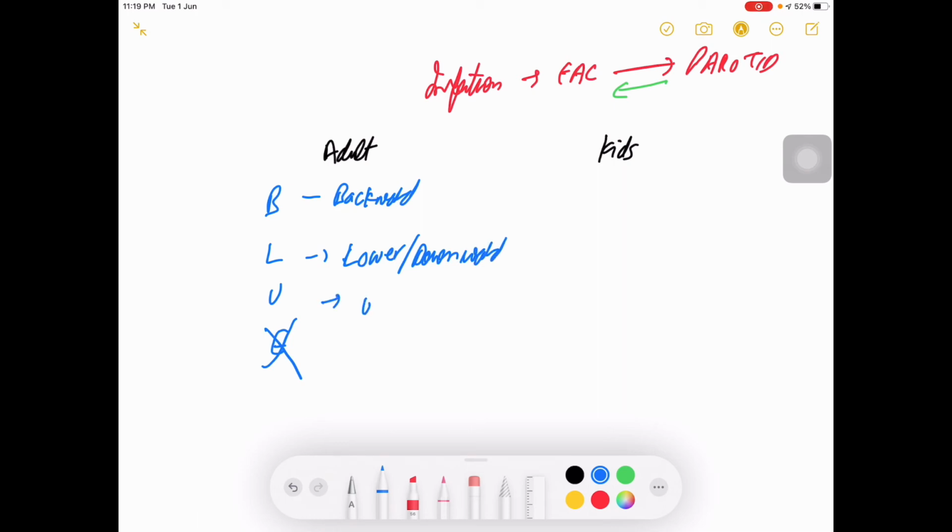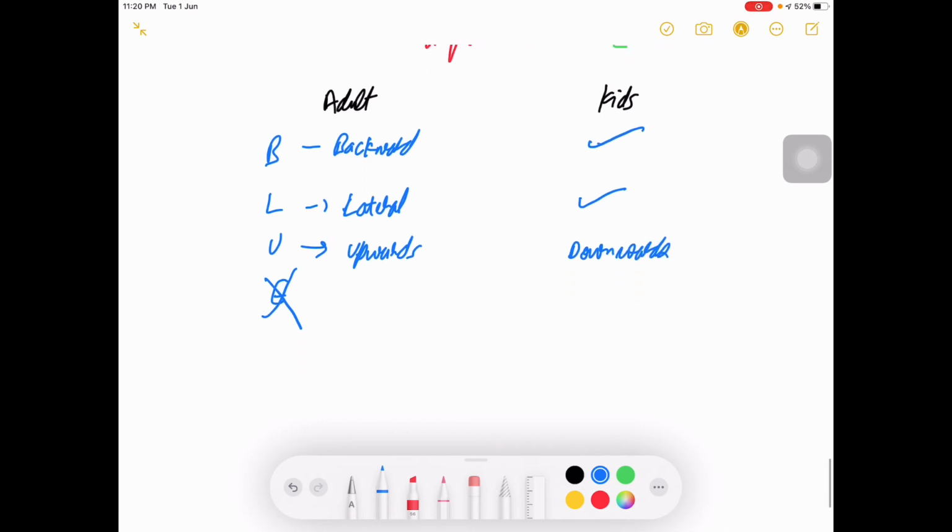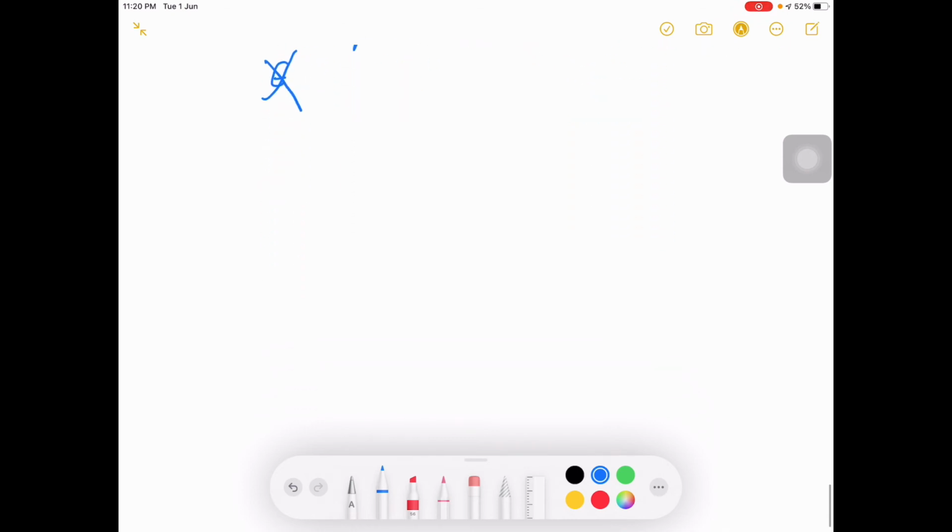Oh, sorry. L is not for lower, that we do for the kids. L is for lateral: backwards, lateral, and upwards. Whereas for the kids, it is again going to be backwards, laterally, but instead of upwards, it's going to be downwards. Okay, so remember these directions. These directions are again asked simply as an MCQ.